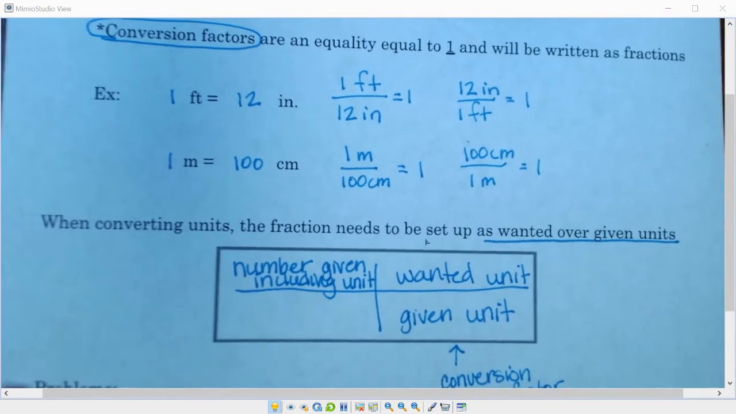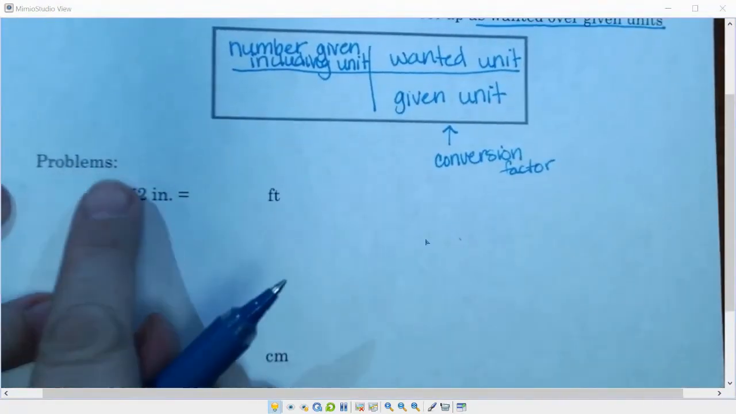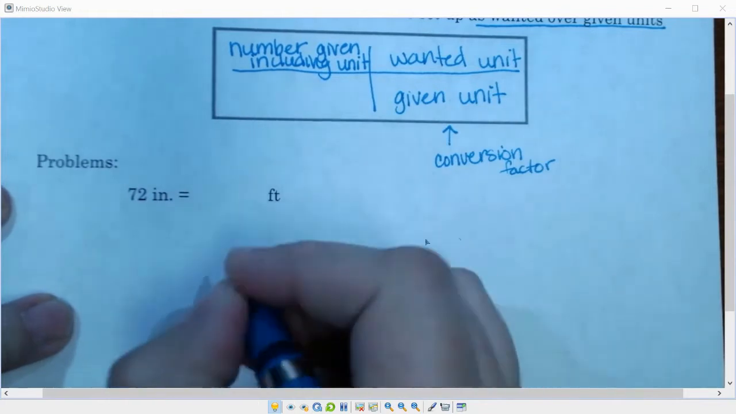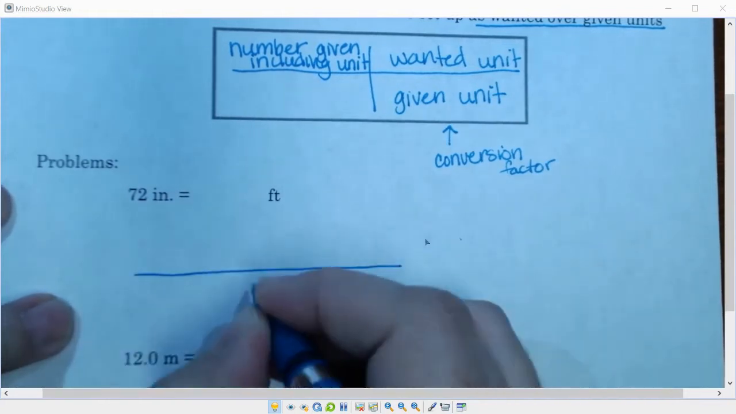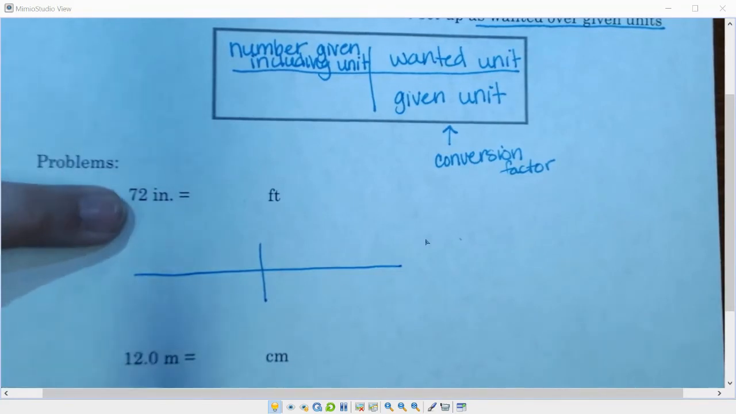So now let's actually try one. So here's a couple practice problems. If I have 72 inches and I want to know what that is in feet, I'll set up my train track. The number that I'm given is 72.